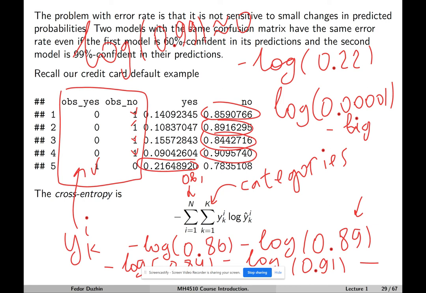Which is why the cross-entropy function captures this idea that models that are more confident in their predictions should have a lower error rate, or a lower cross-entropy, so a lower deviation from the ideal. And of course, the ideal situation would be if these are just all ones, and this is also 1. In that case, the entropy is going to be 0.